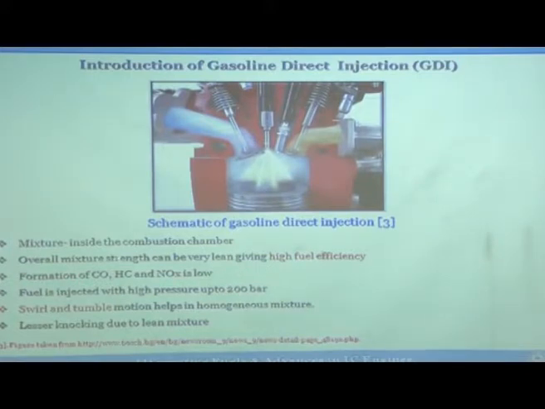Fuel is injected with high pressures. So, in PFI engine, the pressure is 3 bar; in GDI engine, the pressure of fuel, gasoline in this case, is 150 to 200 bar. And believe me, 150 to 200 bar on gasoline is quite high compared to 2000 bar for diesel. And the reason is that compressing it to 200 bar is challenging because the viscosity of gasoline is much less compared to diesel. So, that is what makes it quite challenging. Then swirl and tumble motion inside the combustion chamber help in homogeneous mixture formation, and there is lesser knocking due to lean mixture formation.